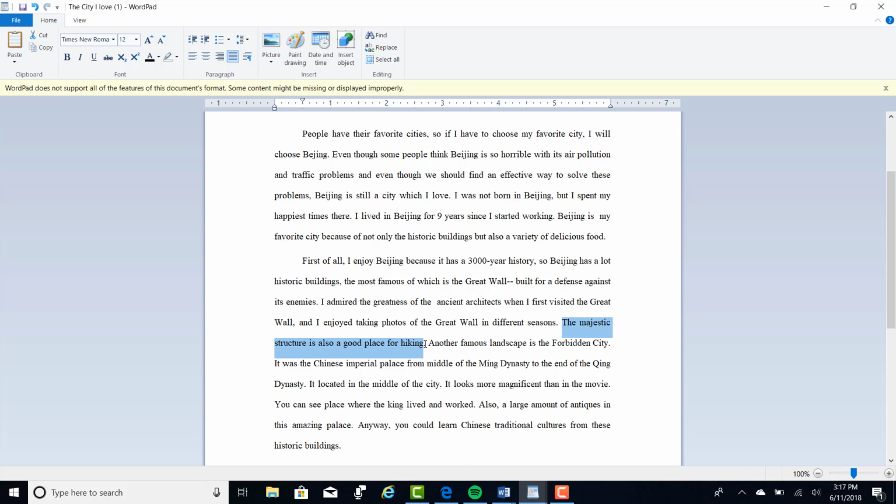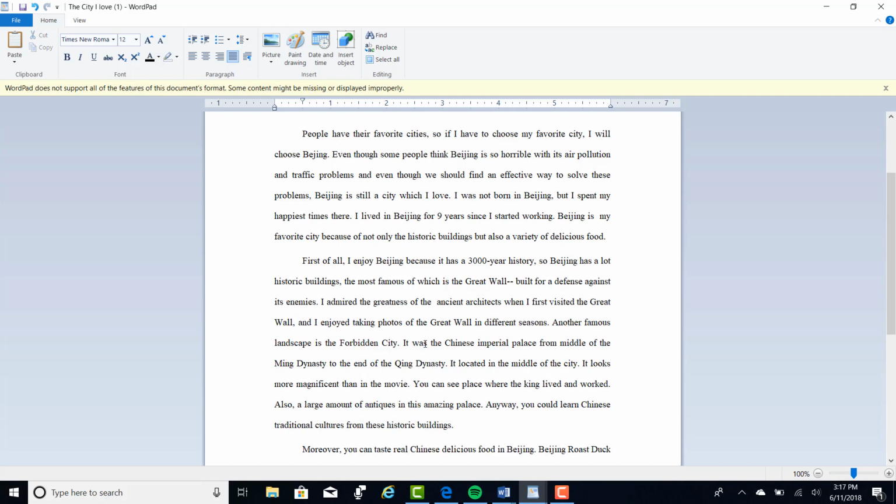So I'm going to get rid of this. I don't think this is going to help your writing at all, unless you want to develop it more, which you're not. Another famous landscape. I enjoy about Beijing is a forbidden city.